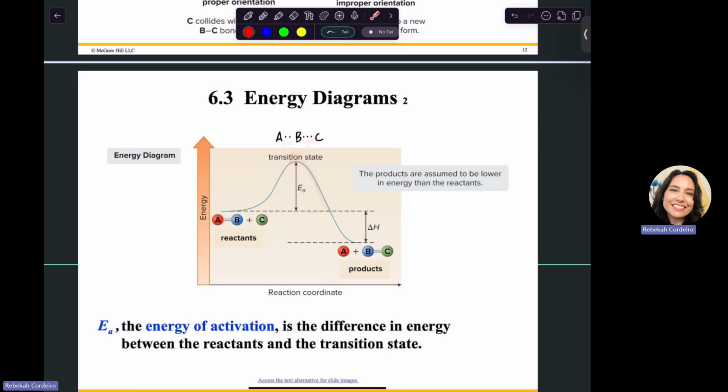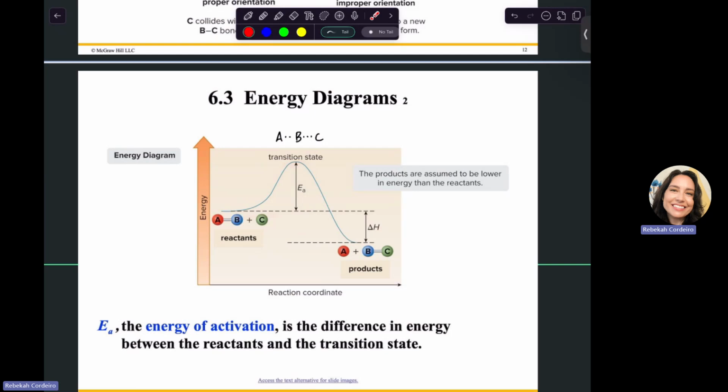It's like taking a bicycle and riding it up a hill. We've got to put energy in. Once we get to the top of the hill, though, we can just let energy out and coast all the way down that hill. The difference in our products' and reactants' energy, that's your enthalpy. And then this other thing we call the energy of activation, or activation energy. It's the difference between the reactants and the transition state. It's how much energy you have to put in to get it started.